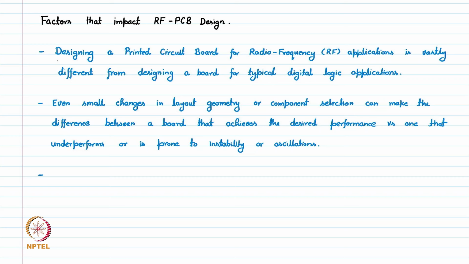And the next point is managing the parameters like transmission line properties and impedance matching accurately across the RF signal chain on a PCB, which impacts the overall system design performance.